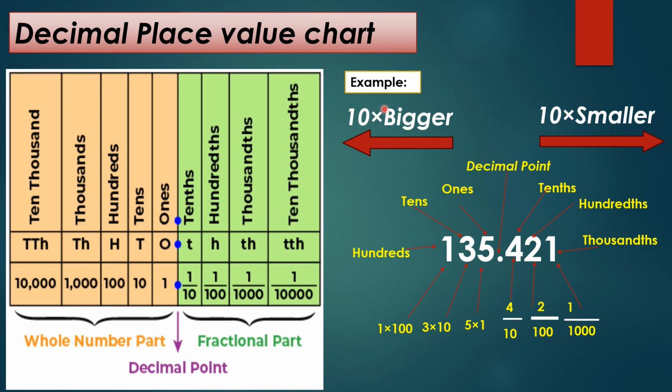For example, this is a number 135.421. This is a whole number in which 5 is at the ones place, so it is 5. 3 is at the tens place, so it is 30. 1 is at the hundreds place, so it is 100. This is the decimal point. In the fractional part, 4 is at the tenths place, so it is 4 divided by 10. 2 is at the hundredths place, so it is 2 divided by 100. 1 is at the thousandths place, so it is 1 divided by 1000.